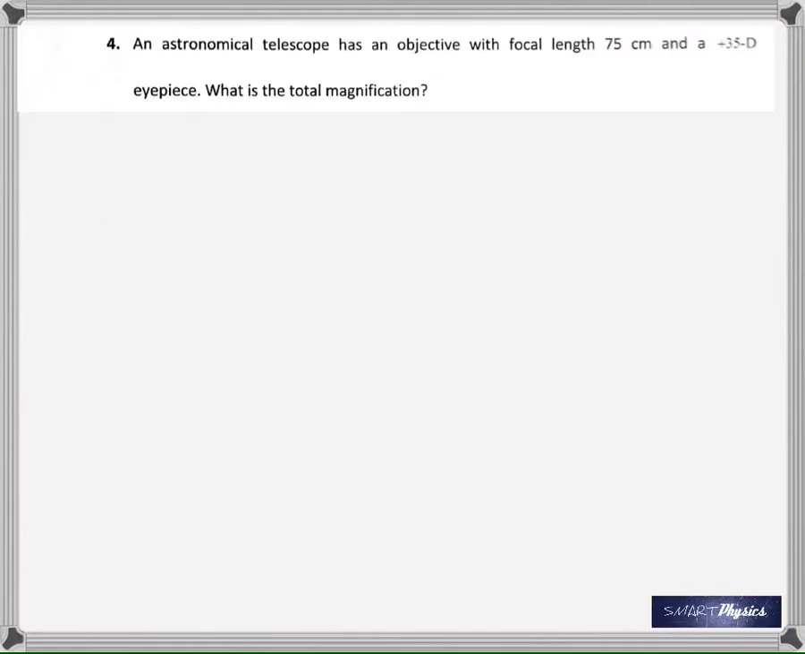And then next question, an astronomical telescope has an objective with focal length 75 centimeter and a plus 35 diopter eyepiece. What is the total magnification? Now for a telescope, magnification is the ratio of the focal length of the objective to the focal length of the eyepiece. In fact, negative of that.